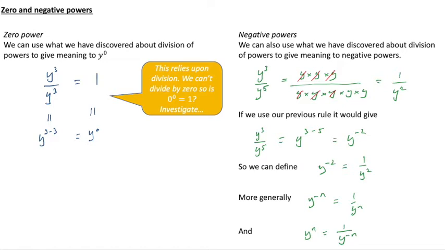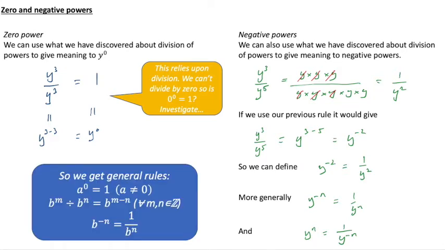And if we cross multiply, that allows us to say that y to the power of n is equal to 1 over y to the power of minus n. So now we get general rules: a to the power of 0 is 1 as long as a is not equal to 0. b to the m divided by b to the n is equal to b to the m minus n, and that's now for all m and n in Z, and Z is the set of integers, so that's positive and negative whole numbers. And we can say that b to the minus n is equal to 1 over b to the n.